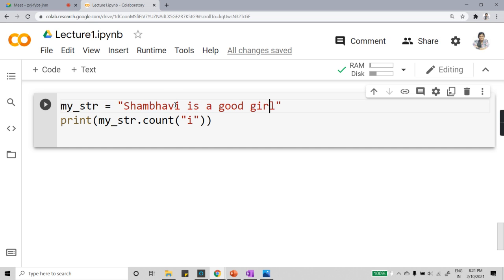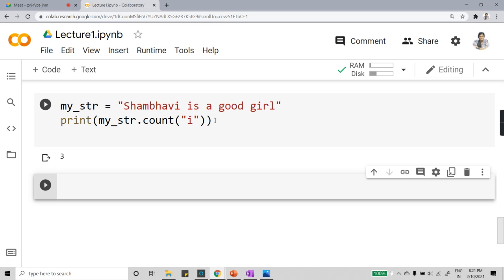So when we count, it will result one time, this is the second time, and this is the third time. Fine, so it will result in the output as 3. So basically this count function is used for counting how many times a single character is present in your string. Fine, this was about the count function.